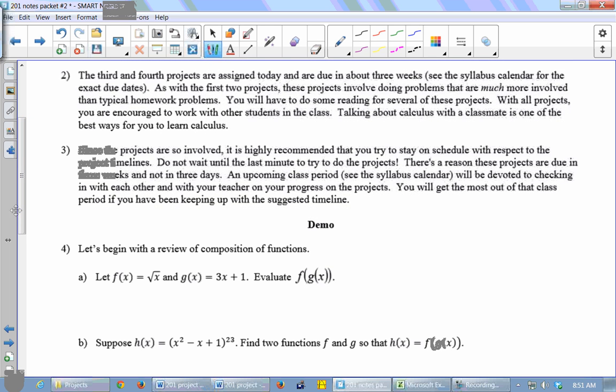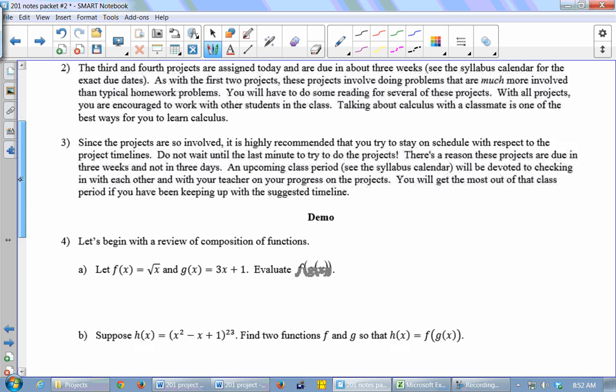Third and fourth projects are assigned today, due in about 3 weeks. Like with the last projects, I really strongly encourage you to talk to each other. We do have a project check-in day about halfway to the due date, where you'll have class time to work on it as well. Stay on schedule. Don't wait until the last minute.